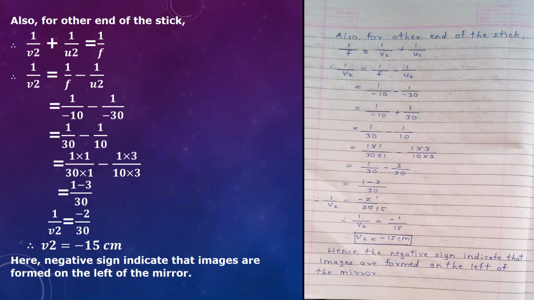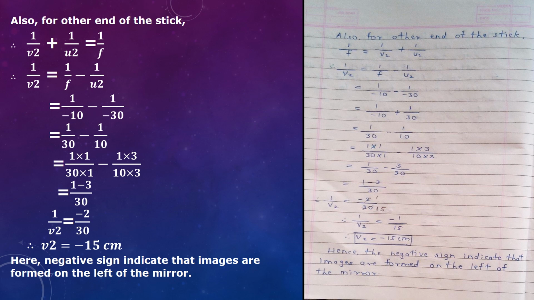So how did that 1 minus 3 come? That we will see on the right hand side. Here to the first fraction we have to multiply by 1 and to the second fraction we have to multiply by 3 so that their denominators will become equal. So 1 minus 3 upon 30. So 1 upon v2 is equal to negative 2 upon 30, because 1 minus 3 is negative 2 upon 30.